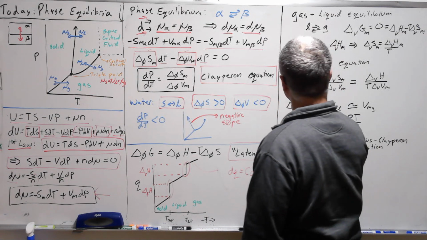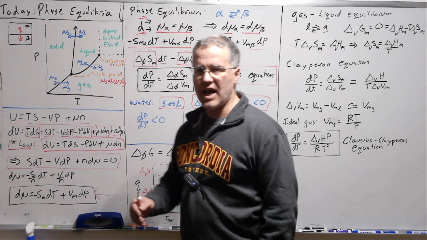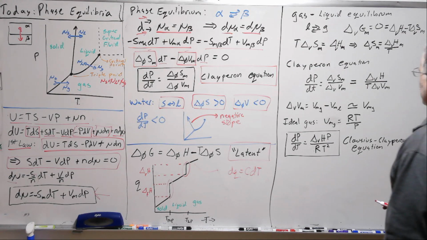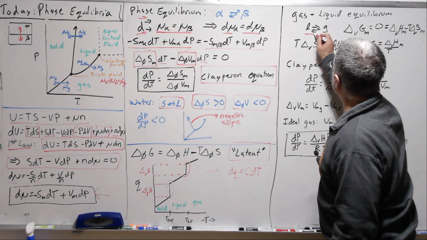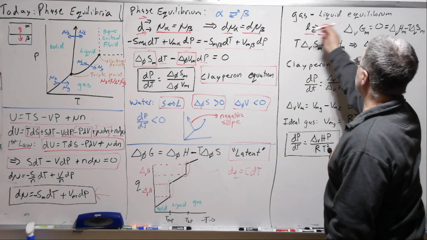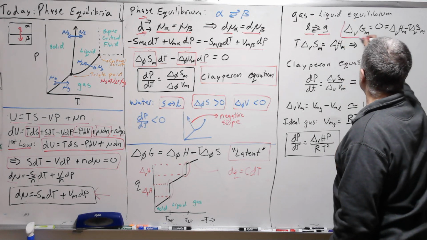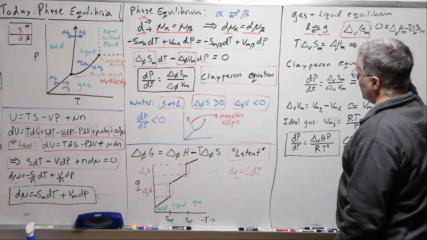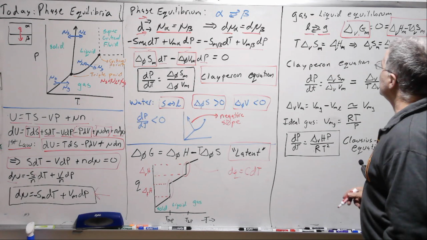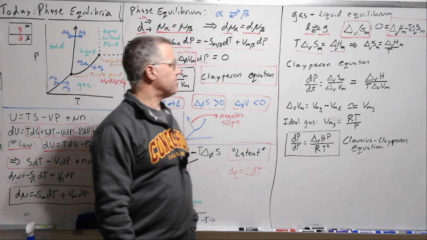All right, well, let's look at the special case of gas-liquid equilibria, and we're going to derive a related equation to the Clapeyron equation, the Clausius-Clapeyron equation. So, liquid to gas, and we'll set it up this way: evaporation this way, condensation this way. We're going to be at equilibrium. So at equilibrium, our delta G is 0. But delta G also equals delta H minus T delta S.